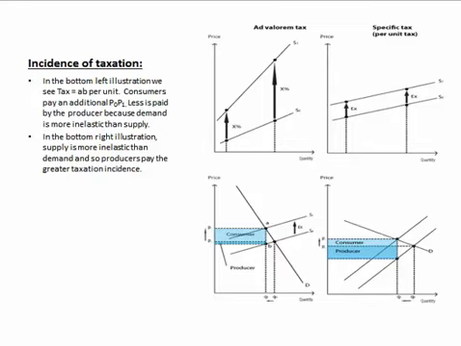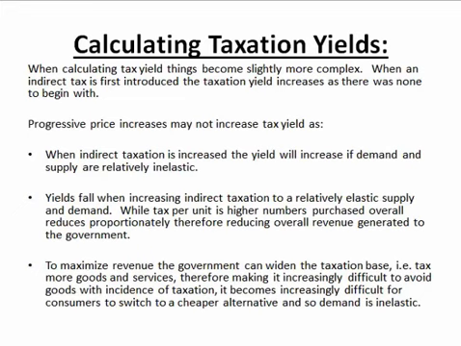When calculating tax yield, things become slightly more complex. When an indirect tax is first introduced, the taxation yield increases as there was none to begin with. Progressive price increases may not increase tax yield, as when indirect taxation is increased, the yield will increase if demand and supply are relatively inelastic. Yields fall with increasing indirect taxation if supply and demand are relatively elastic. Whilst tax per unit is higher, numbers purchased overall reduce proportionately, therefore reducing overall revenue generated to the government.